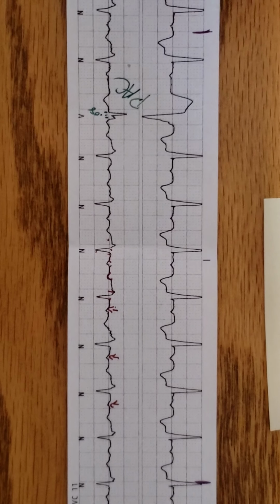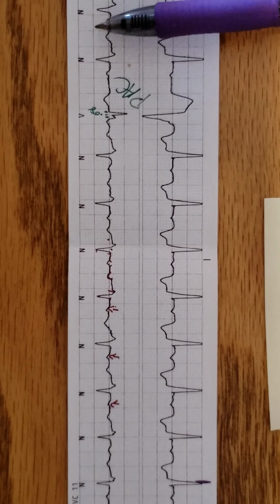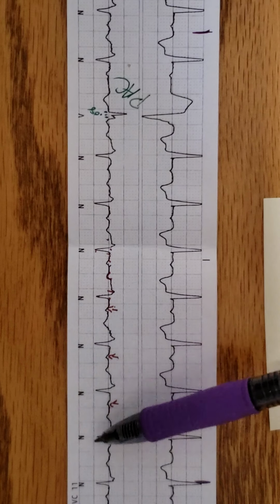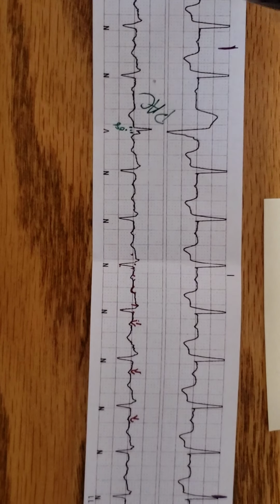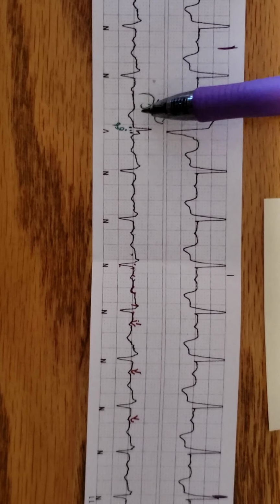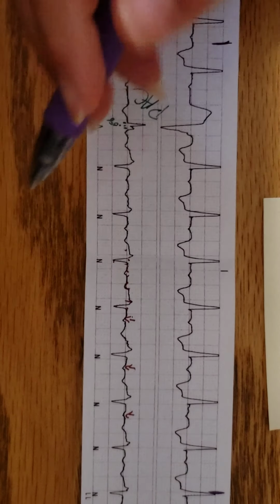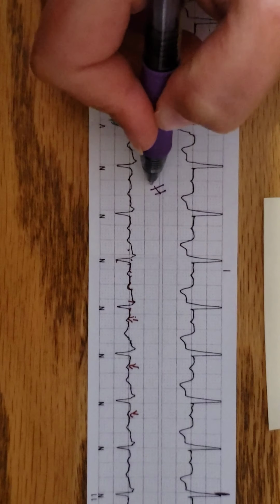So let's count our R to R's there. So we have like 1, 2, 3, 4, 5, 6, 7, 8, 9, 10. So this person has like a 95 to 100 heart rate. We've got a little abnormal piece here that kind of tricks us on that one. So we've got a heart rate of about 95.